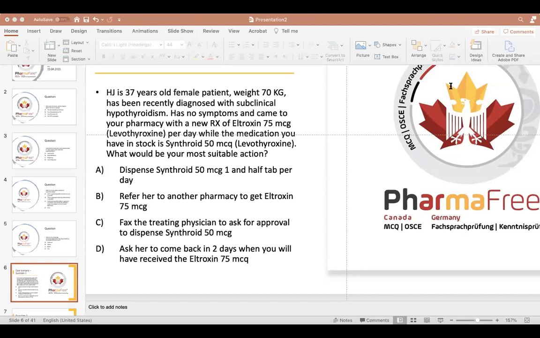Eltroxine is brand. So guys, the problem here, the trick here, is that Eltroxine and Synthroid are not interchangeable. What does it mean? It means there's a discrepancy in the bioequivalency of each generic. This is a trick.